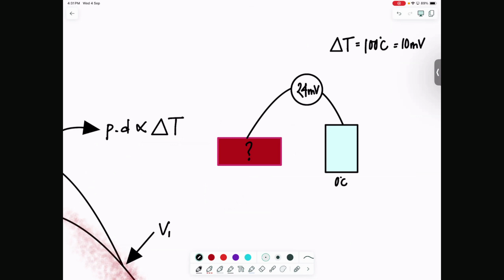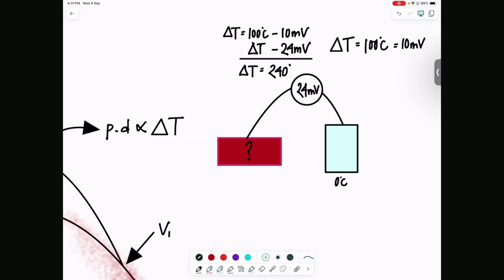2,400 or 240 or 2,400. Acha. So you have to do something called the unitary method. Okay, how? A change in temperature of 100 degrees Celsius gave you 10 millivolts. What change in temperature would give you 24 millivolts? So if you do that, what's the change in temperature?